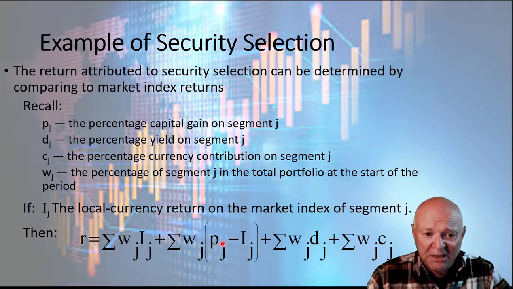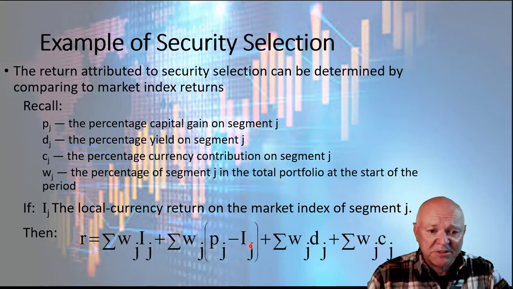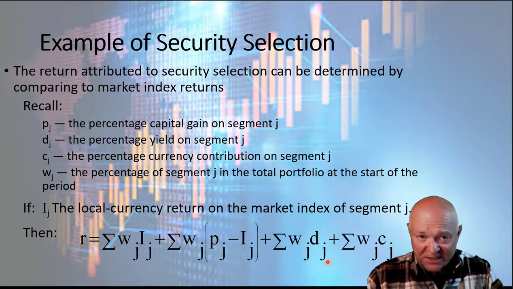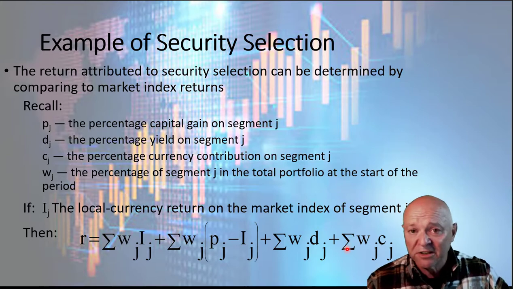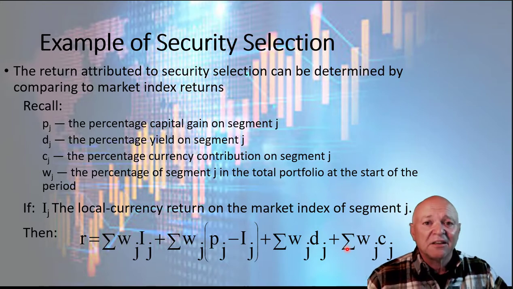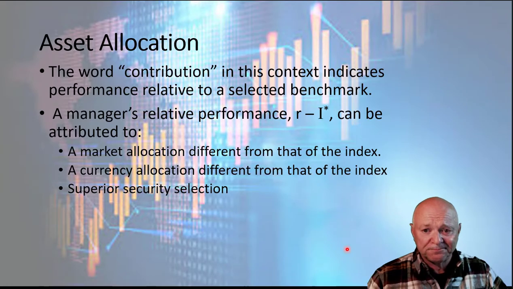And here P is the percentage of gain on our investment, or that particular segment of the investment, and I is the index value, the local rate of return in the index. And of course, exactly as before, we still have the performance from yield, dividends and interest, and the performance from the currency selection. So we've taken the previous information, we've just added another bit of information.